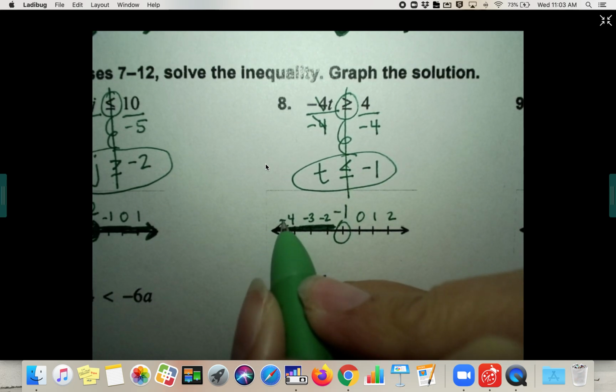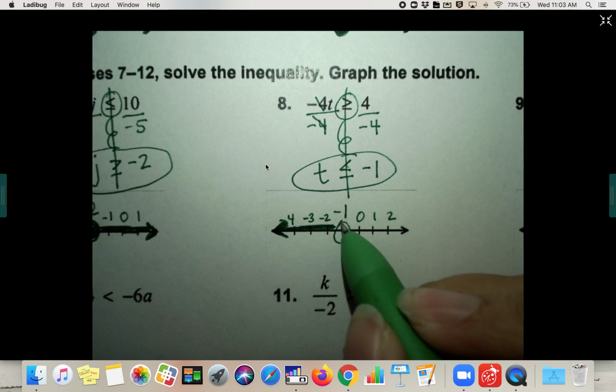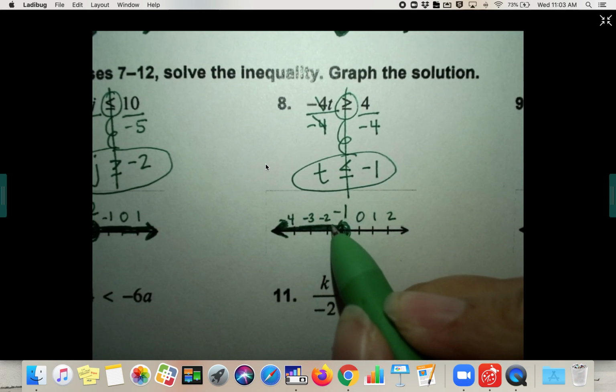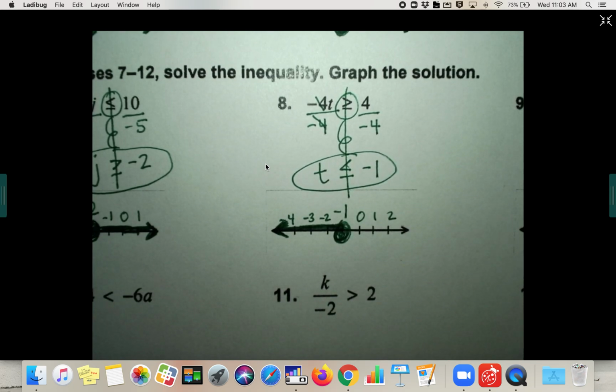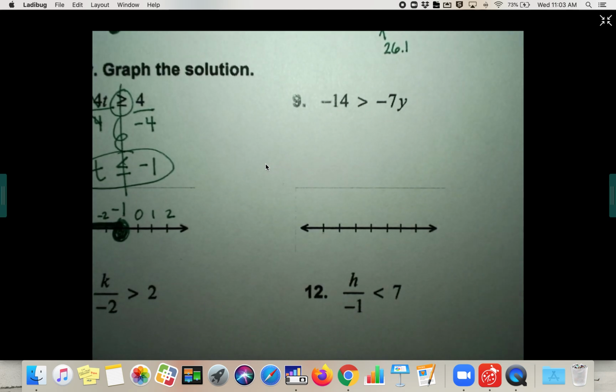I do not want you guys to miss this because you forget about this rule. Please, please, please lock this rule in your brain. When you're dividing both sides by a negative or multiplying both sides by a negative, flip that symbol. Number 9.